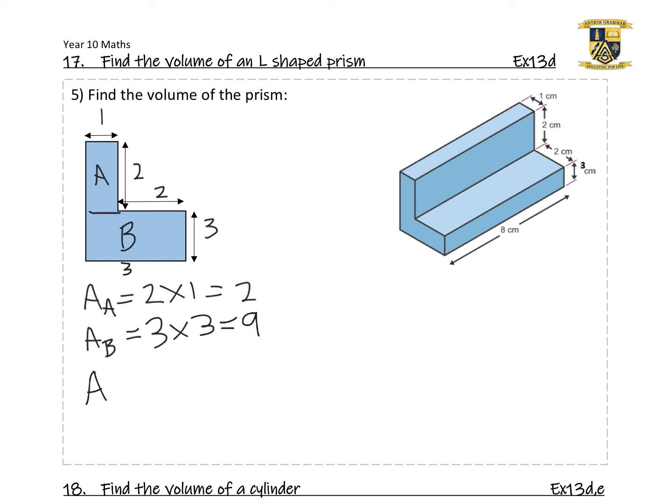The total area then is the combined area. So you add the area of A and the area of B, and that will give 11.